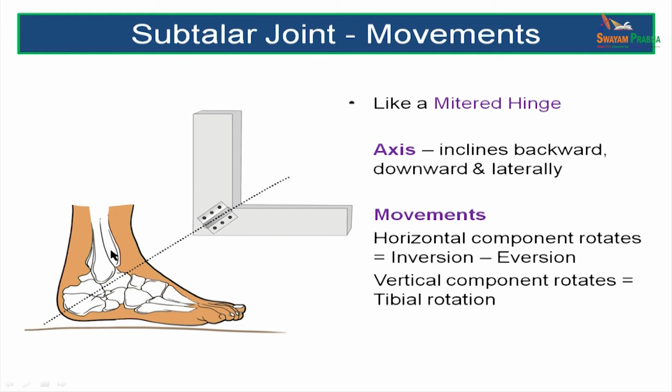The subtalar joint, as I told you, has an axis passing through it from anterior to posterior and slightly medially and downwards, and it resembles the movement of a mitred hinge. A mitred hinge has a similar movement as that of the subtalar joint. The movements have a horizontal component which involves inversion and eversion, and a vertical component which involves tibial rotation.